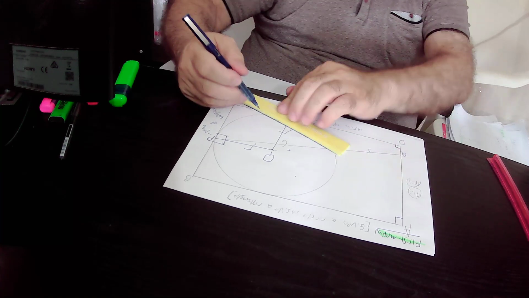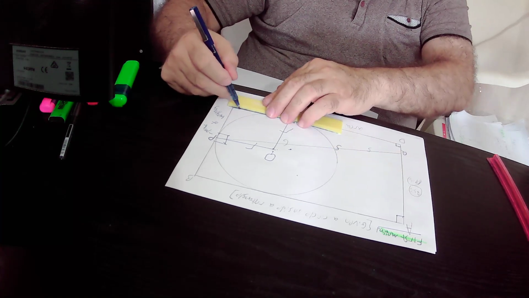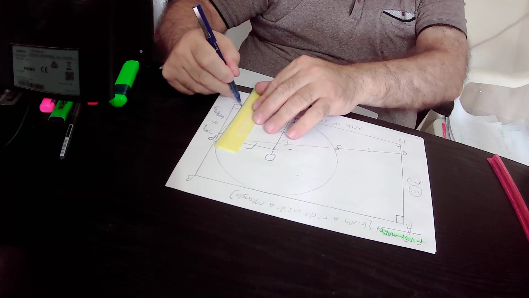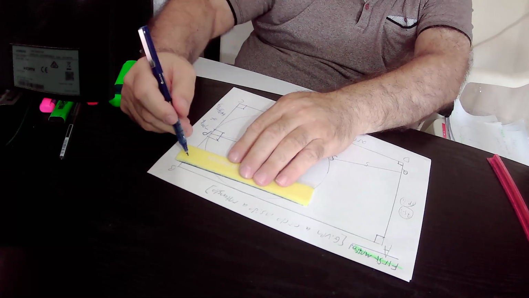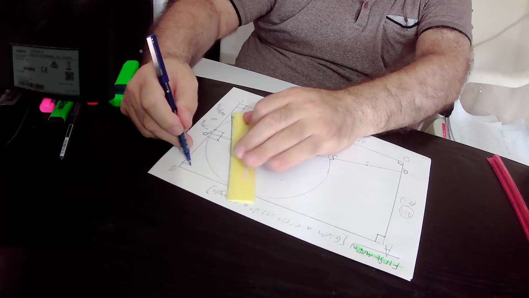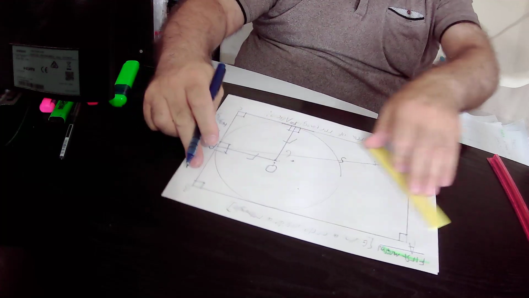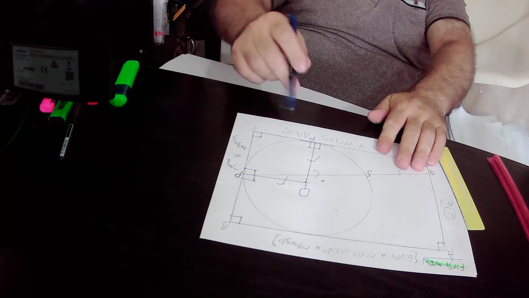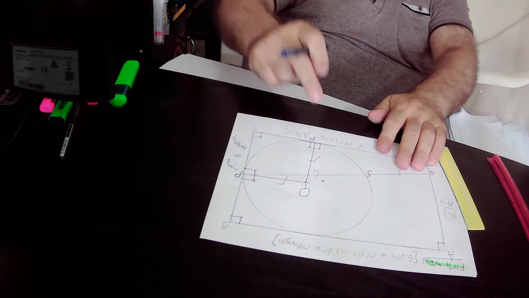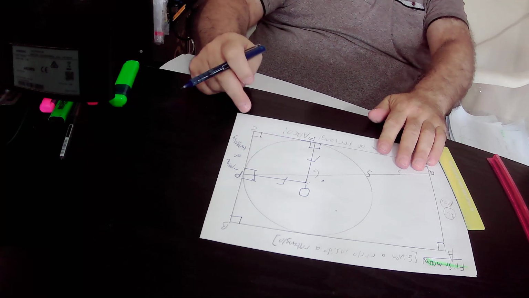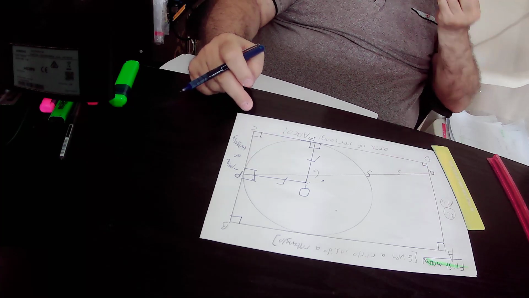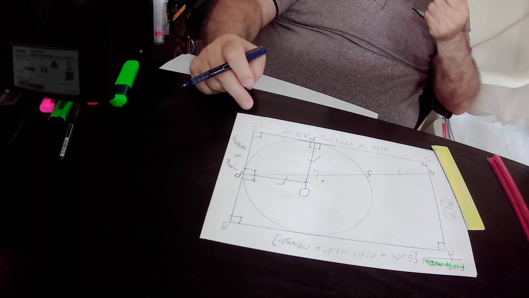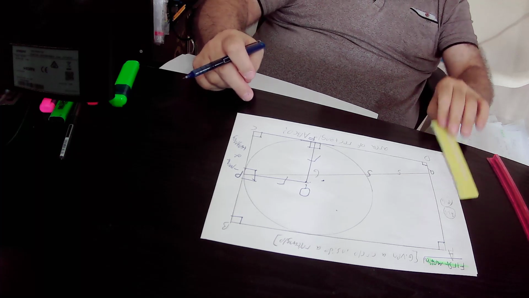This angle equals 90 degrees. And finally, this angle also equals 90 degrees. In quadrilateral OPFC, again in this quadrilateral we have 1, 2, 3 right angles. And any quadrilateral that has 3 right angles, the fourth angle must also equal 90 degrees.